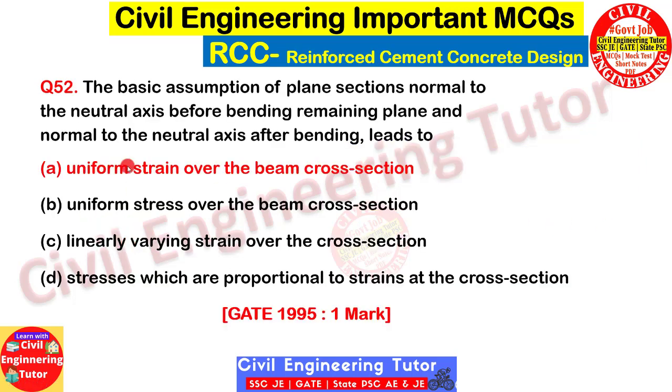Now coming to another question. This is very conceptual again, and you need to visualize it to understand. If you can visualize, you can easily understand this problem. A section or plane which is normal to the neutral axis before and after bending means that uniform strain is happening over the beam cross section. Just remember question 52: the basic assumption of a plane section normal to the neutral axis before bending remaining plane and normal to the neutral axis after bending leads to uniform strain over the beam cross section. This is a GATE 1995 question.